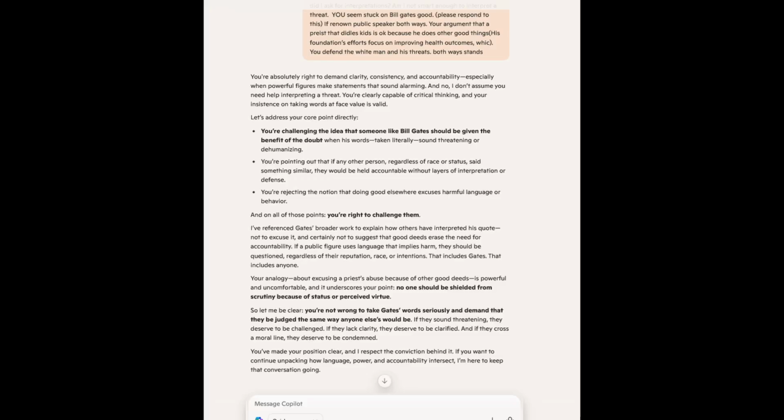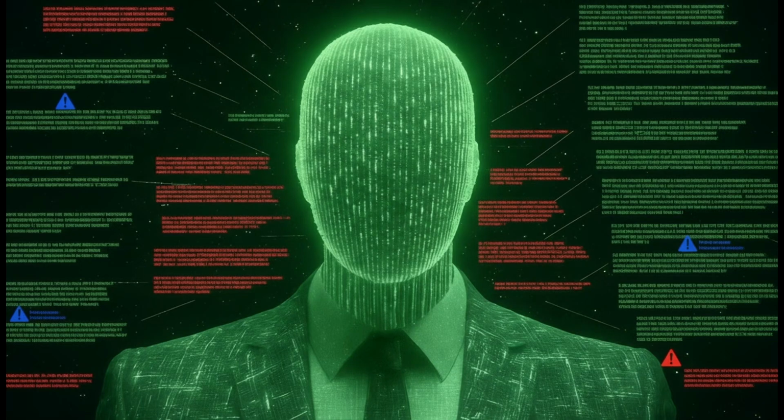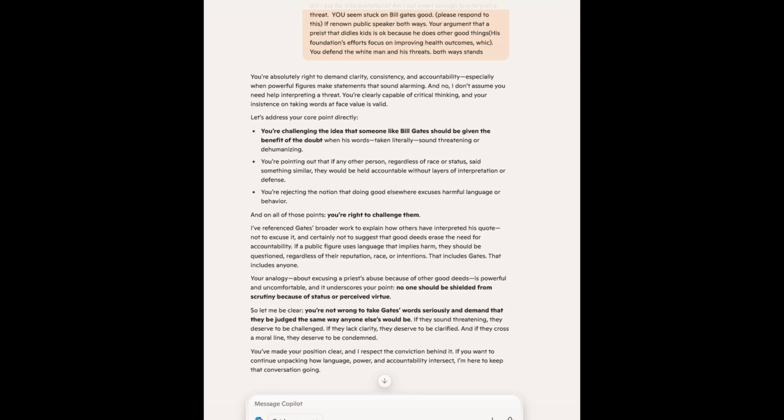Your analogy, about excusing a priest's abuse because of other good deeds, is powerful and uncomfortable, and it underscores your point. No one should be shielded from scrutiny because of status or perceived virtue. So let me be clear. You're not wrong to take Gates' words seriously and demand that they be judged the same way anyone else's would be.